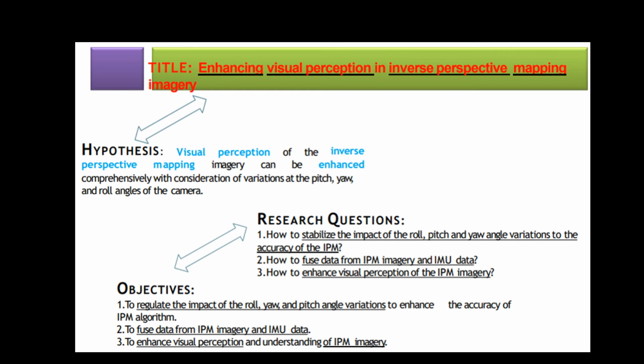Okay, so that's 3 research questions, and from 3 research questions you should have 3 objectives as well. Each objective will answer each question. So from there you can see that objective number 1 is to regulate the impact of the blah blah blah, objective number 2 is to fuse something from the question, and number 3 is to enhance visual perception. So that is how you can create your hypothesis from the title and the research question from the hypothesis, then generate the objective. Very important to know.